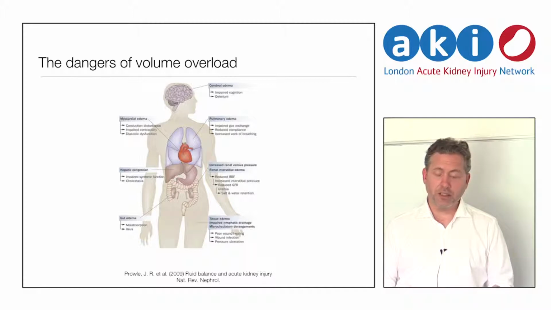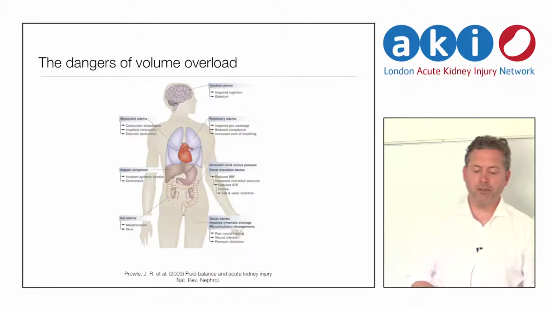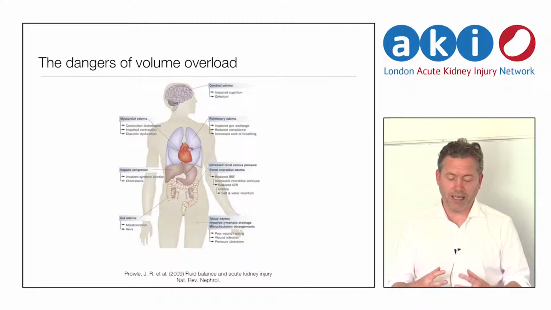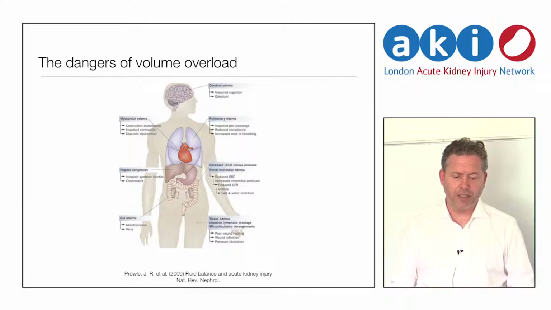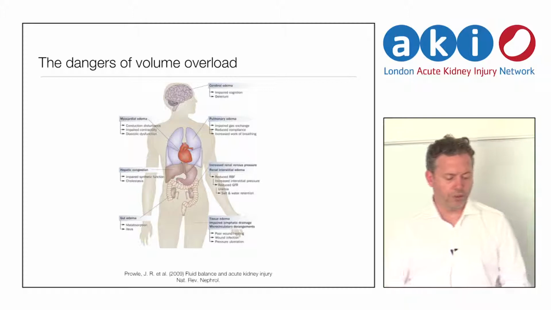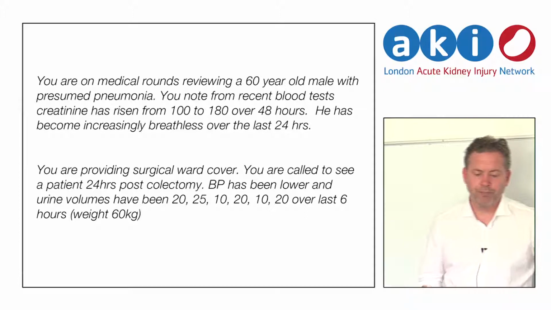And interestingly, there is increasing recognition that volume overload might actually be harmful to kidney function. We may have reduced renal blood flow due to increased interstitial pressure and capsular tension, but renal venous congestion may impair kidney function as well. So while we want to appropriately resuscitate patients, we do see quite a lot of iatrogenic harm due to over-resuscitation in acute kidney injury. So how do we get the balance right?